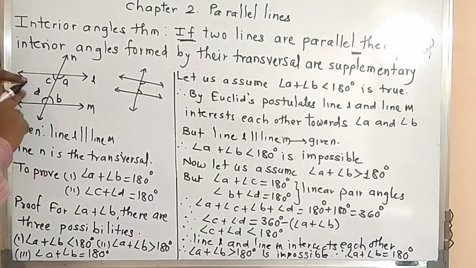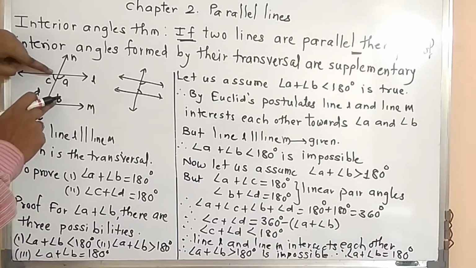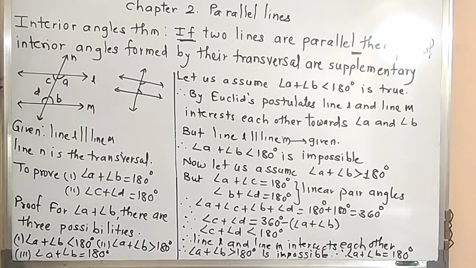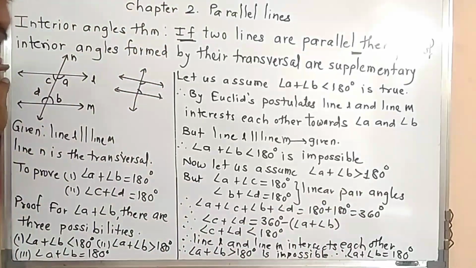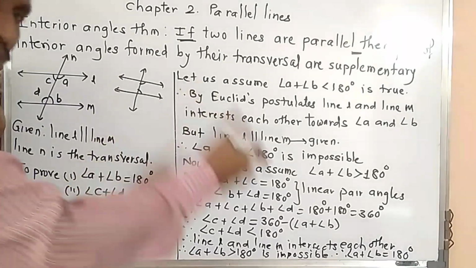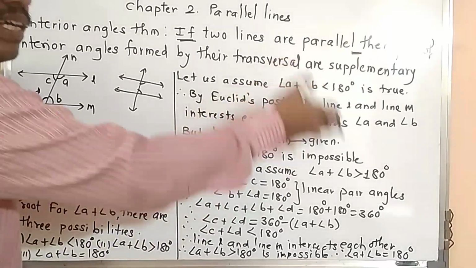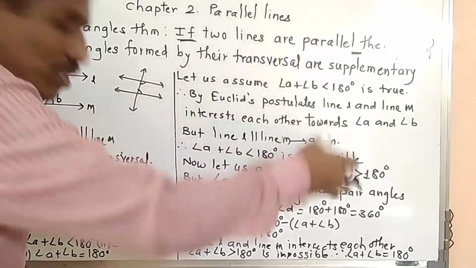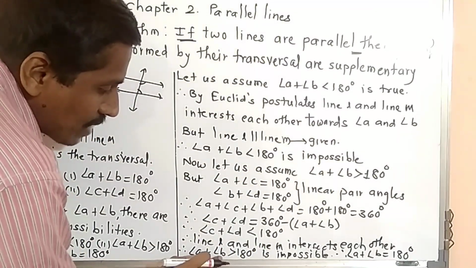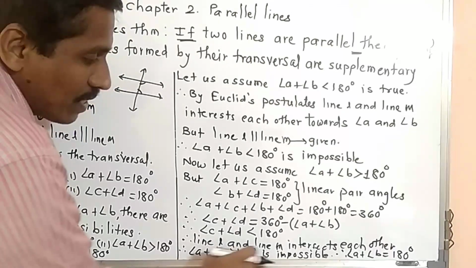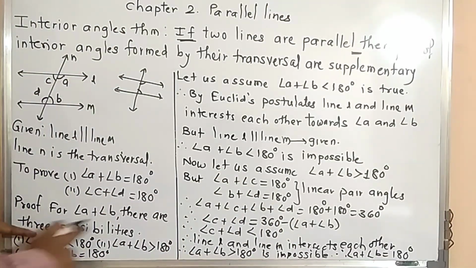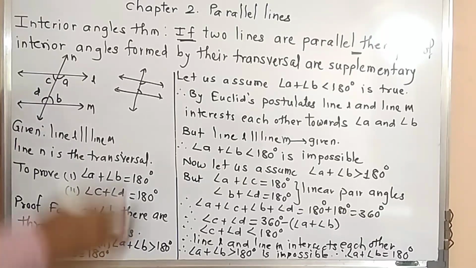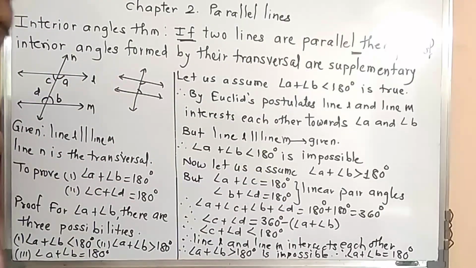If angle C plus angle D is less than 180, then by Euclid's postulate, if I extend these lines, these two lines are going to intersect each other. Again, what have we proved? Parallel lines are intersecting, which is not possible, and therefore angle A plus angle B greater than 180 degrees is impossible. So the second possibility is proved not true.